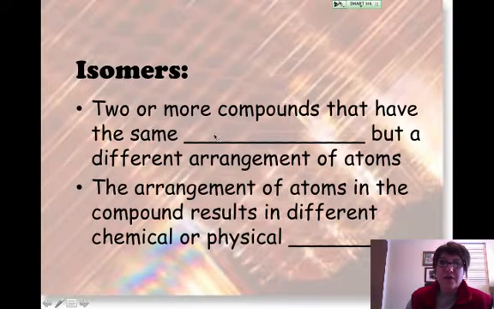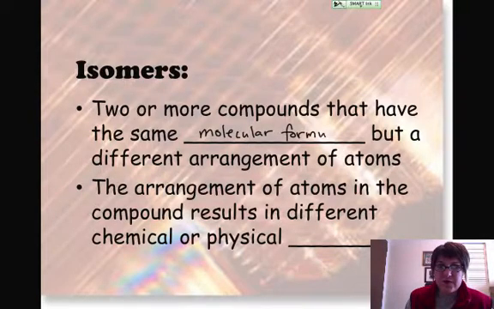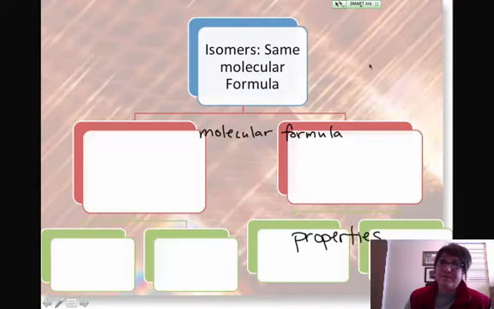If there are two or more compounds that have the same molecular formula but a different arrangement of atoms, then we consider those to be isomers of one another. The arrangement of atoms in the compound could result in different chemical or physical properties, and so isomers are distinguishable one from another because they would react in different ways, or they would have different boiling points and different melting points and so on.